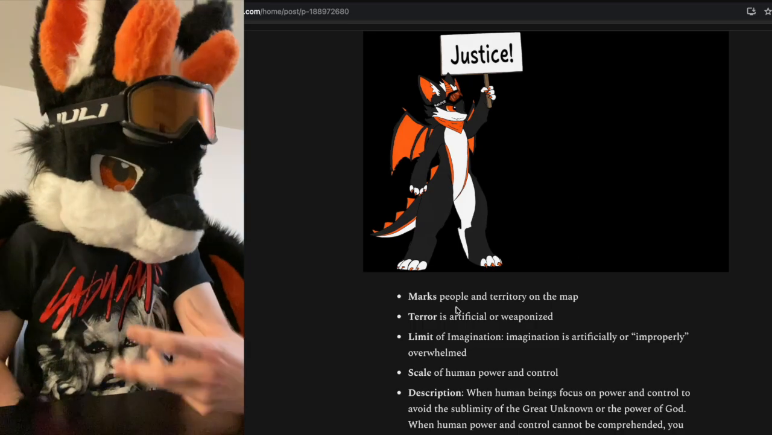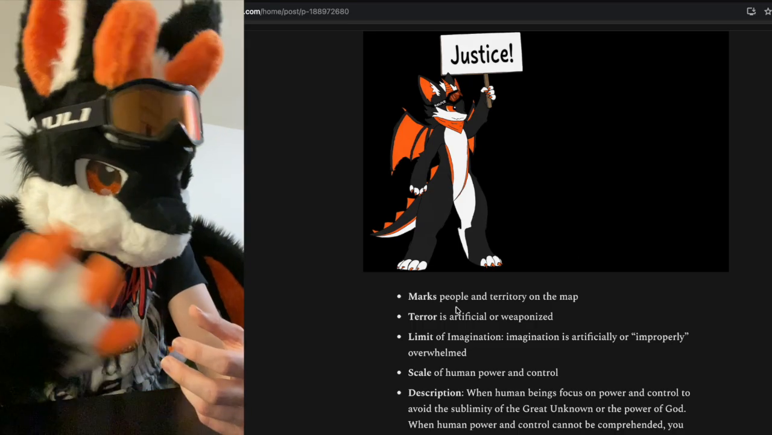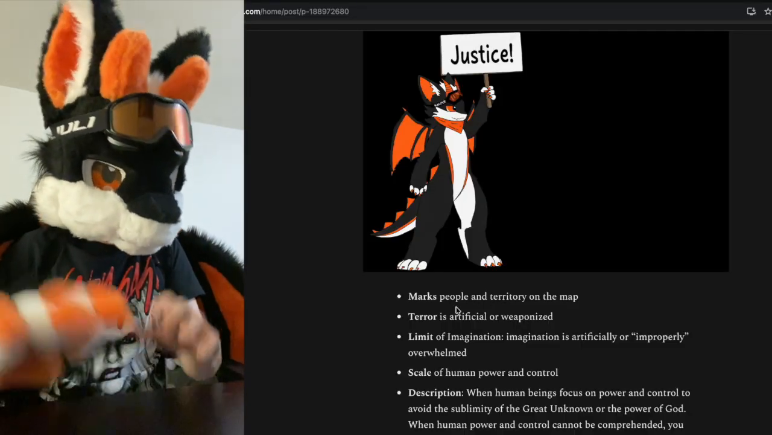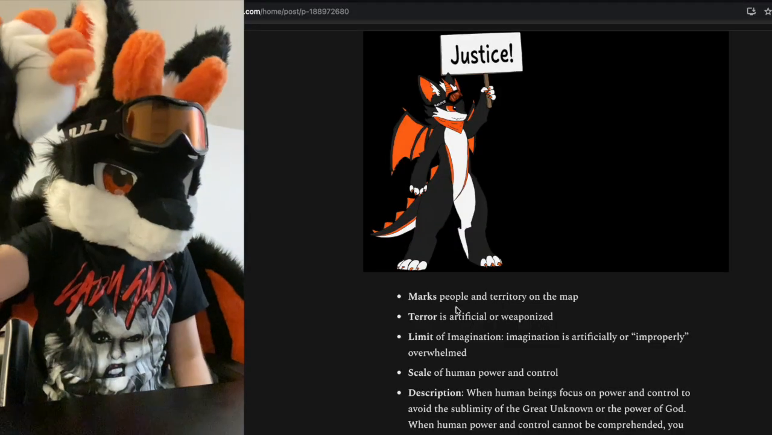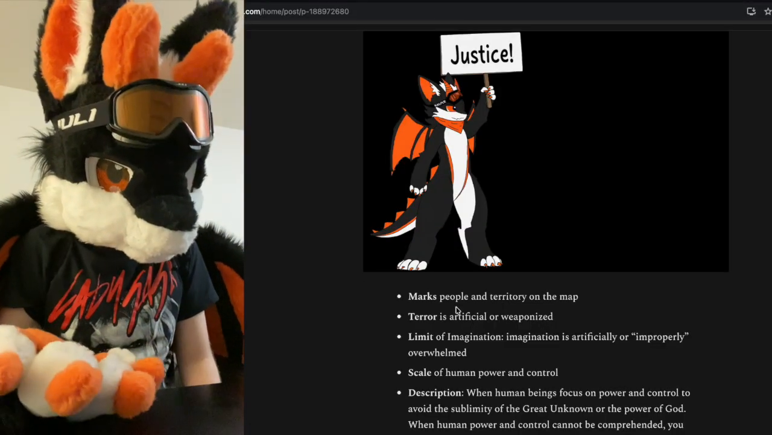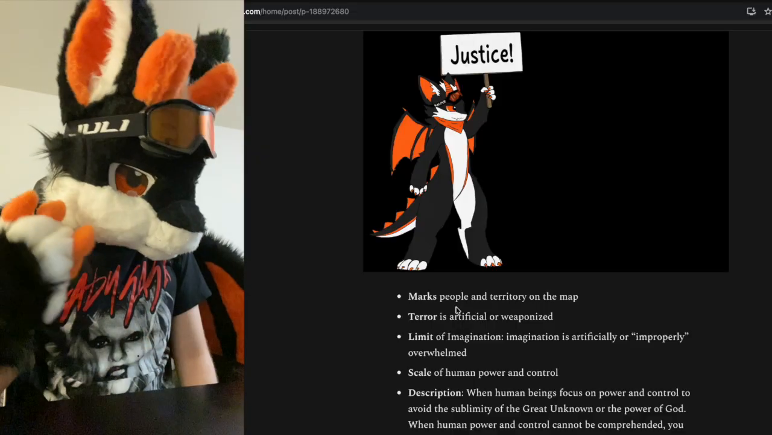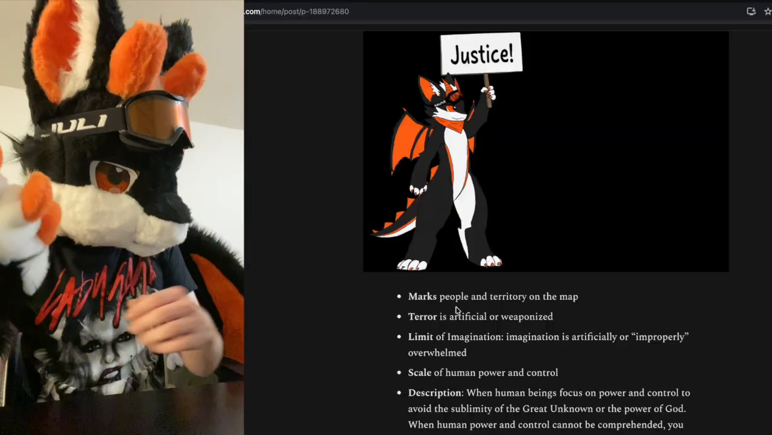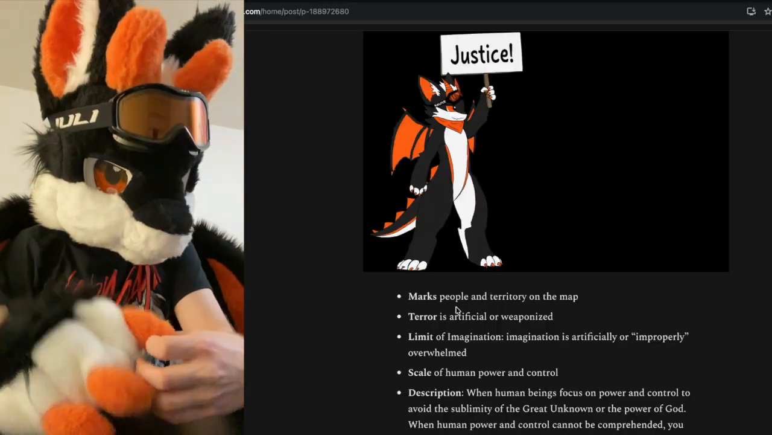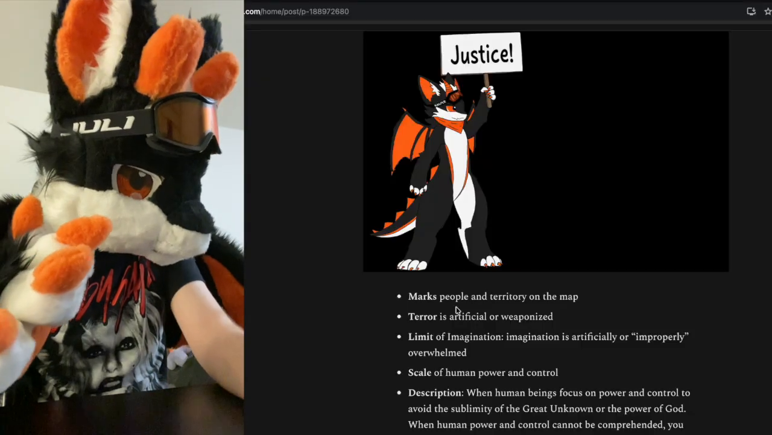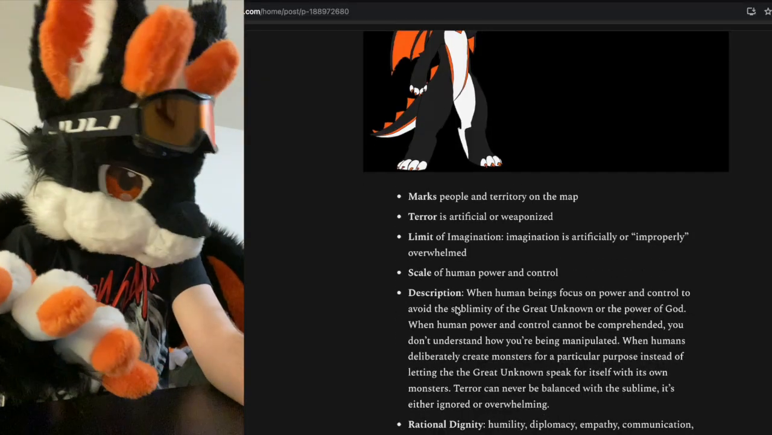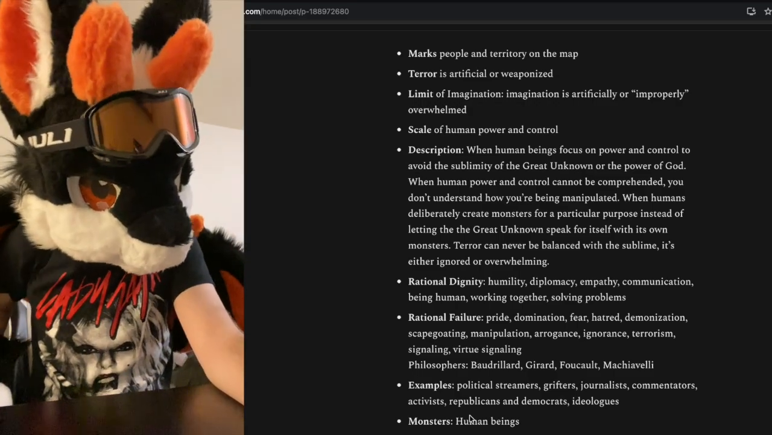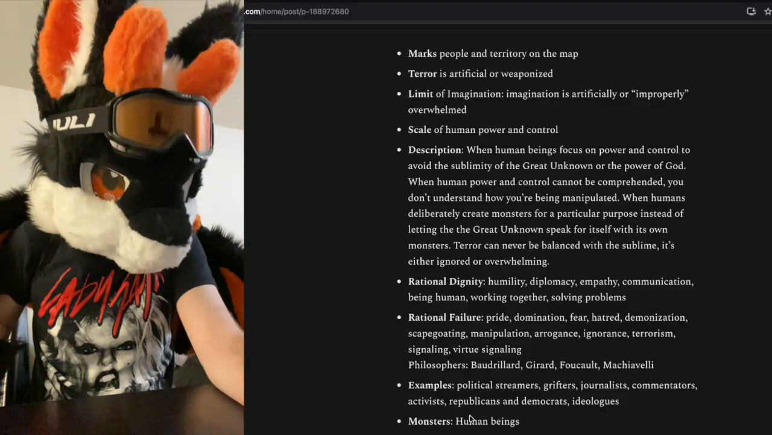So politics to me is very anti-sublime. It's very negative because you lose contact with God. You lose contact with the great unknown. You're not spiritually elevated or rationally dignified anymore. You're not pushed to the limit of your ability to understand the world. Politics shrinks your mind. It makes you small. And in many ways, the monsters of politics are human beings, which is kind of funny. You would never think, what, human beings are monsters? Yes, they can very much become monsters.